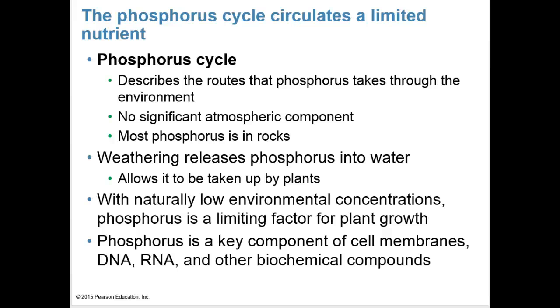Phosphorus generally is found in rocks. There's really not much in the atmosphere, but weathering, or water dissolving phosphorus out of rocks, is what makes phosphorus available to the living components of the ecosystem. Once plants take up the phosphorus, then it's available to the rest of the ecosystem. Remember, phosphorus is a key component of cell membranes, RNA, DNA, and other biochemical compounds. So it is one of those important nutrients that all living things need.